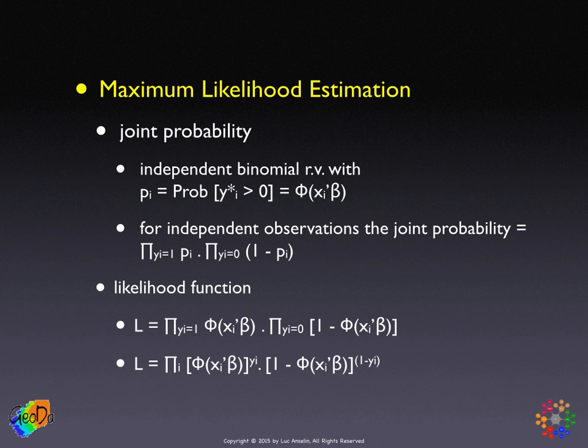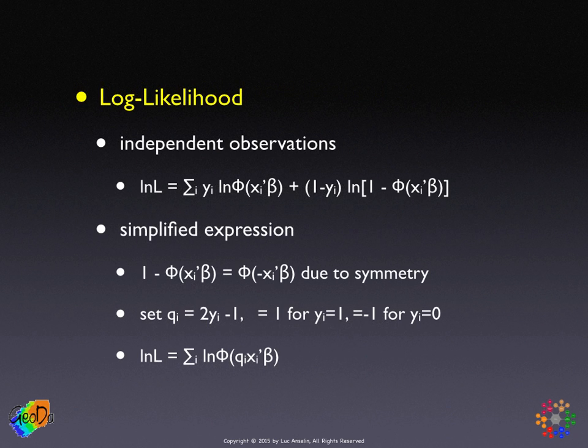There's a slight typo in here. But then when we take the log, we get the sum of the yi's times the log of phi, and 1 minus yi times the log of the complement. This is still a little bit awkward, but since the standard normal distribution is a symmetric distribution, we can play some tricks here. The complement is the same as the cumulative probability of the negative of xi beta.